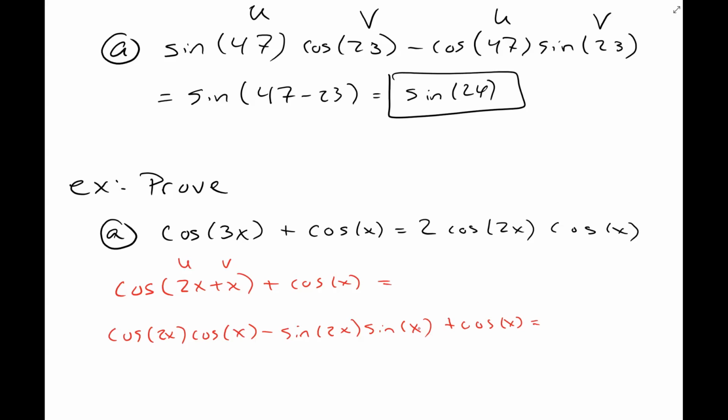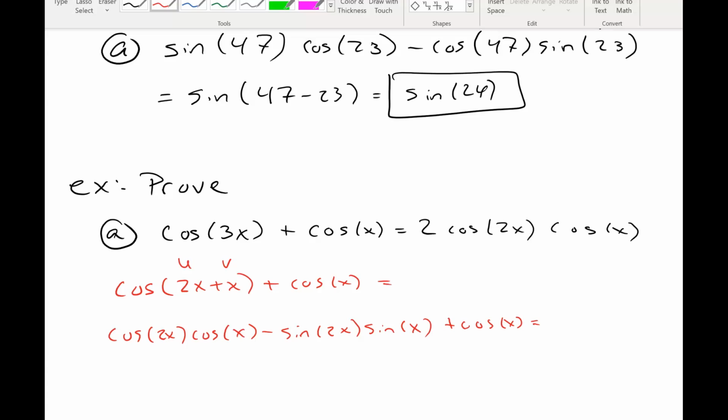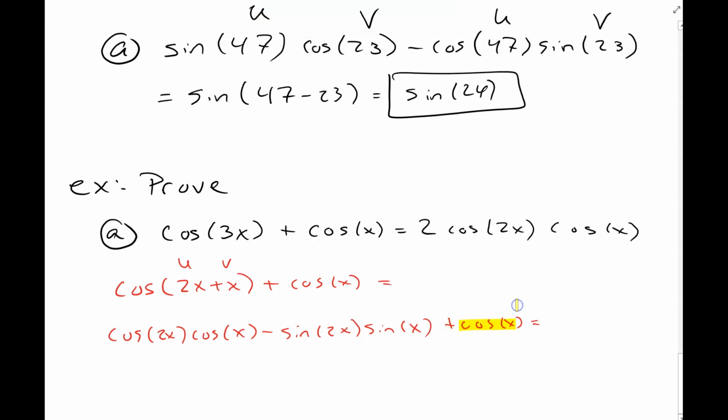Now, here is the sneaky piece. You ready to get sneaky? Watch what I'm going to do now. I'm going to rewrite this as an angle difference. How can I rewrite that as the difference? I can write that as 2x minus x, right?